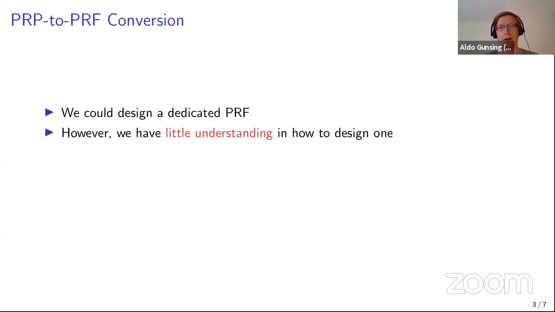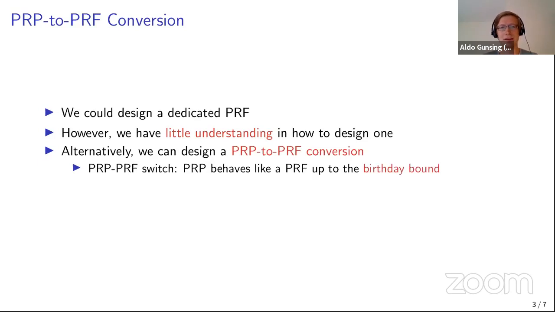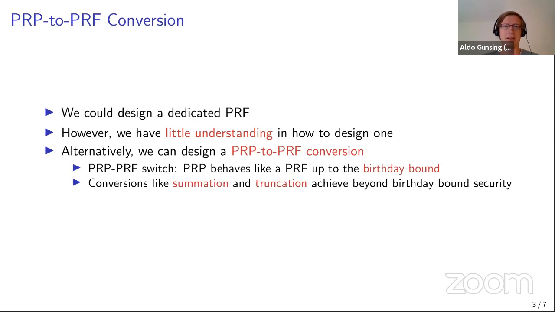So we could try to design a dedicated PRF. However, we have little understanding of how to do that because we are much better at building PRPs based on invertible building blocks. So instead, we could try to design a PRP to PRF conversion, where we build a PRF based on a PRP. The most straightforward and very common way is to just use a PRP as a PRF. This is known as the PRP-PRF switch, which is secure up to the birthday bound. But there are also other constructions, like summation and truncation, that achieve beyond birthday bound security. So now we will take a look at those.